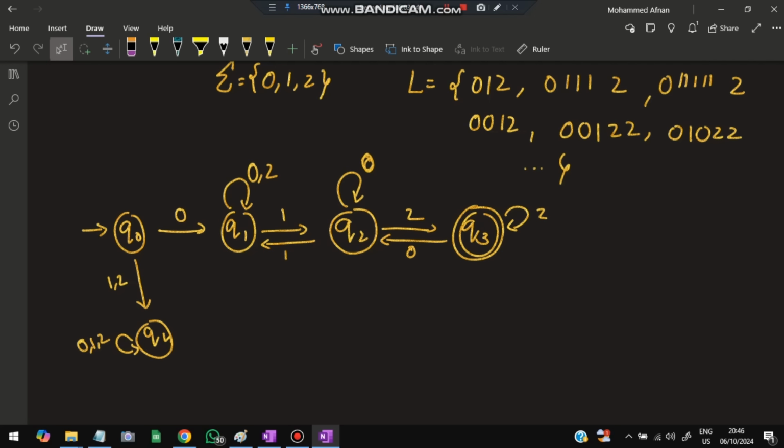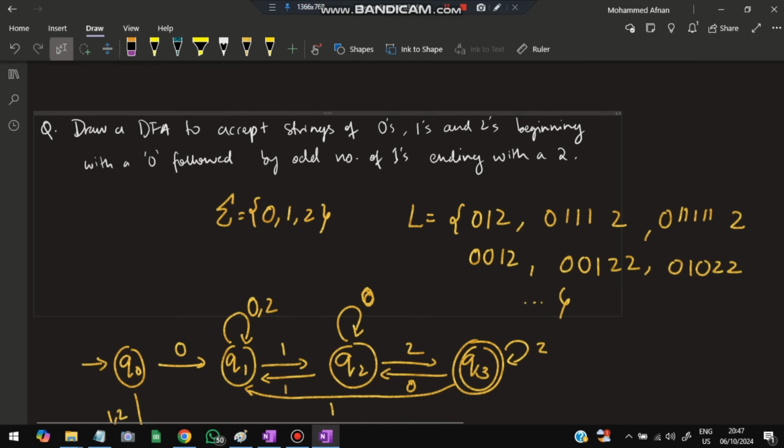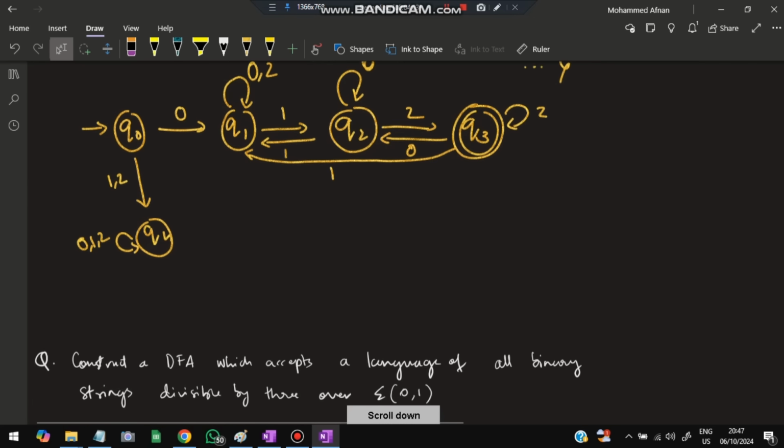I'll make 0 here. What if 1 comes? If 1 comes, again, it should go back to this state. To make it odd again when it comes back, I have to take it to this state, right? If 1 comes here, an even number of 1s are there, so again it should pass through here only to reach this. So again 1 will come, and the number of 1s will become odd. Okay, so this is how you write the answer for a DFA to accept strings of 0s, 1s and 2s, beginning with 0 and ending with 2 and having an odd number of 1s.